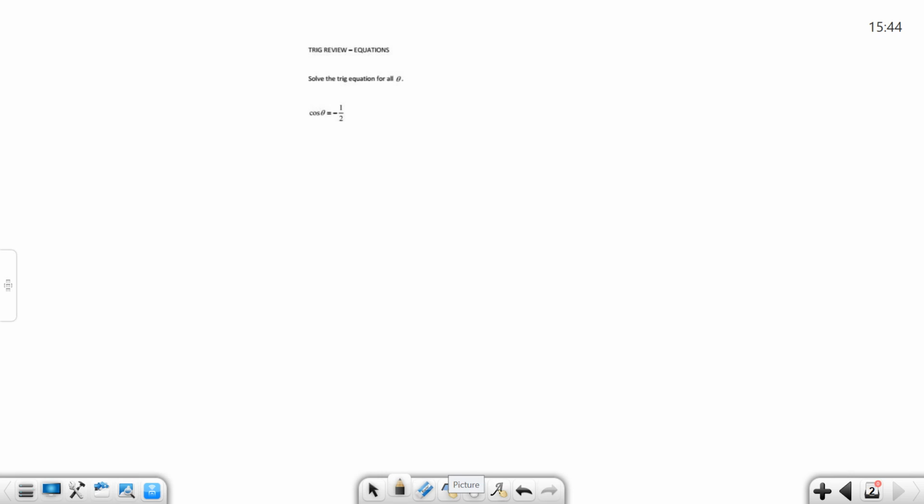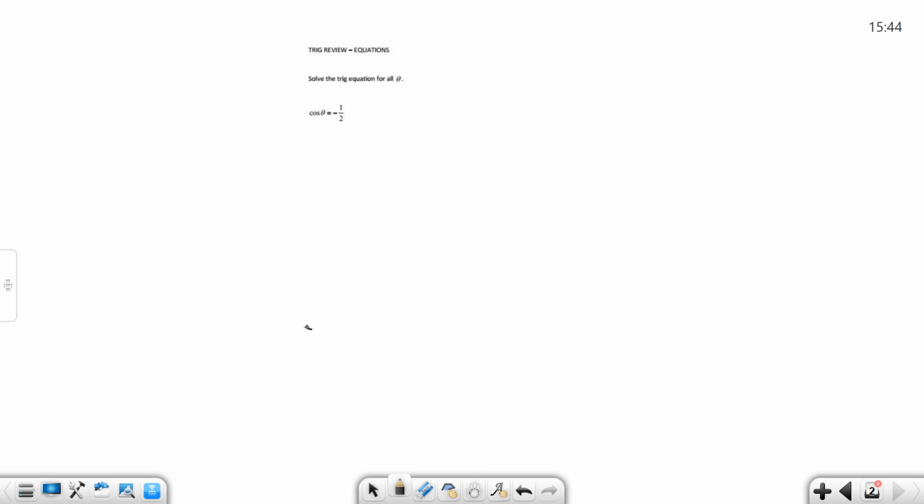Hey, you won't have many of these trig equations on your test, but I at least needed to bring them to your attention. So I ask you to solve the trig equation for all theta, and there's two different ways this is asked. Sometimes it's asked like this, for all theta, and sometimes it's asked just in one unit circle. So I'll show you both ways.